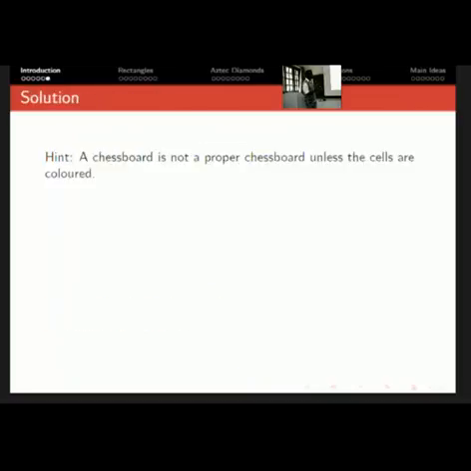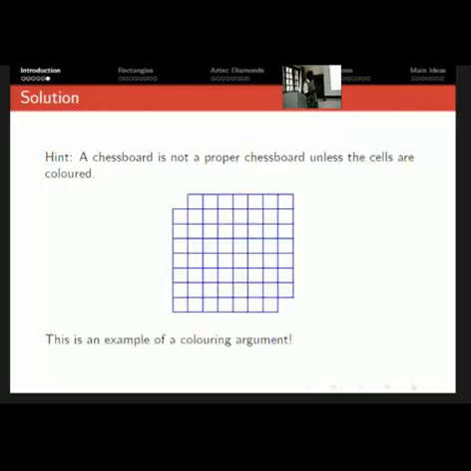Exactly. So the hint to this problem is that a chessboard is not a proper chessboard until it is colored properly. So you're absolutely right. You can't see this here, but I can see that it's black and white. So as you rightly observed, let's just count it. Suppose this cell is black, then this would be white, black, white, black, white, black, white. So this would be white. But then if you continue this way, you'll find that this is black. So as she said, every domino necessarily involves one white cell and one black cell, right?